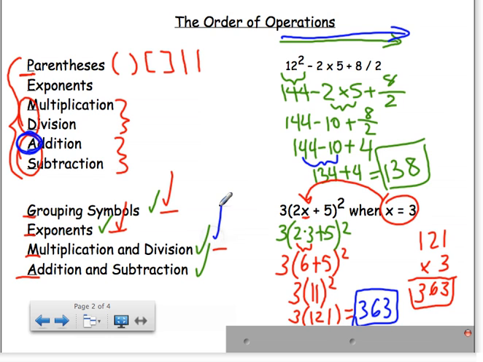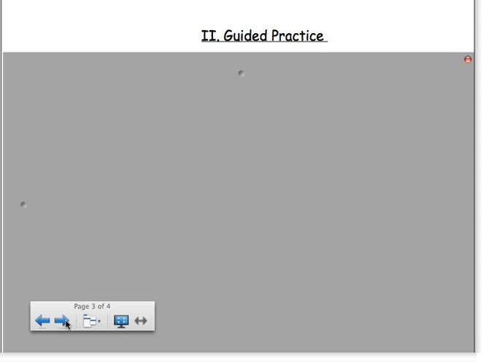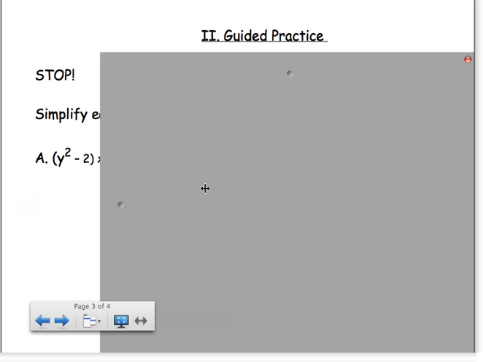I had no addition and subtraction, so I've now completed simplifying this expression. I'm going to ask you to try a couple examples, and then we're going to check all three. So what I want you to do is please simplify these expressions, then you're going to stop after each one, and then check it yourself. So here's your first one.